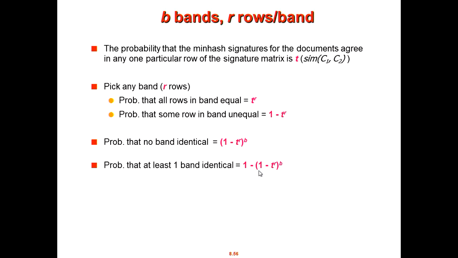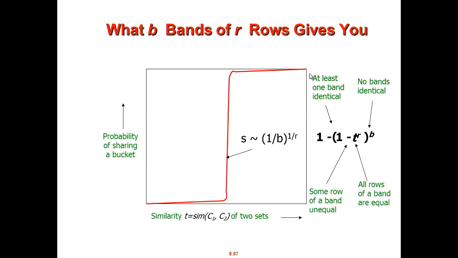So this is the probability, right? Remember, the probability is the y-axis, and similarity t is the x-axis. So finally, according to this function, we can draw a curve, and the function is roughly like this. As a result, how we can make this curve close to the expected one is to set s to roughly 1 over b to the power of 1 over r. So by setting the values of b and r to this number, we can get a curve like this.